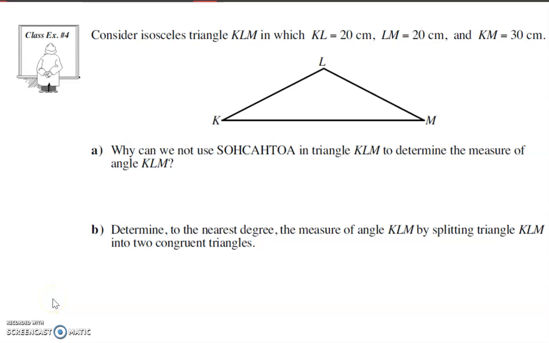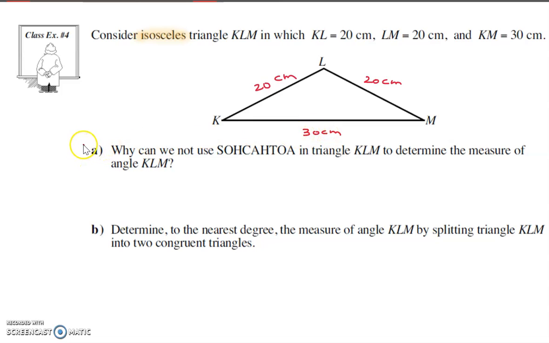Example number 4. In this one, we're given an isosceles triangle. So if you guys remember what isosceles means, you have two of the same sides. And they do tell us that. They say in triangle KLM, KL is 20 centimeters, and then LM is also 20. So that also tells us it's an isosceles. And the base over here, this longer side, is 30 centimeters.